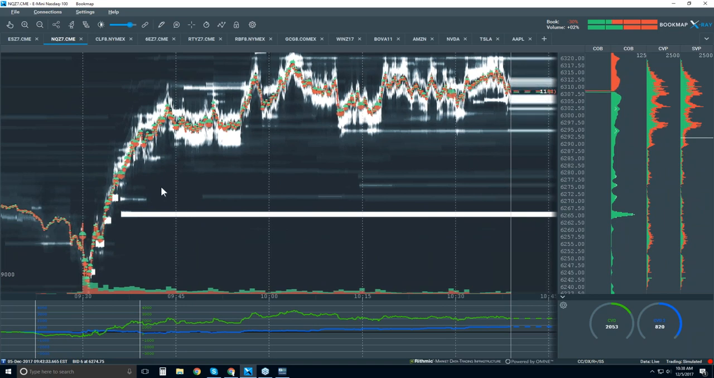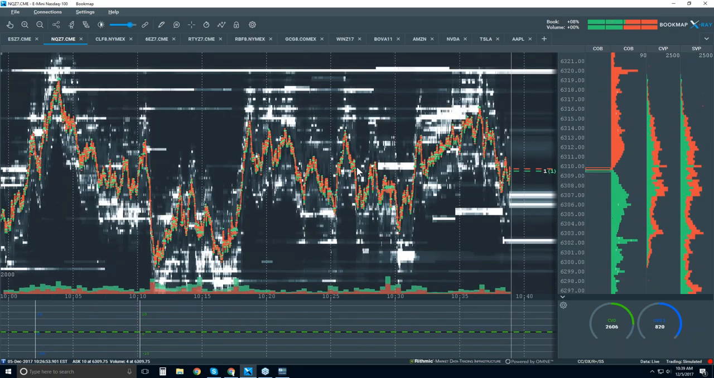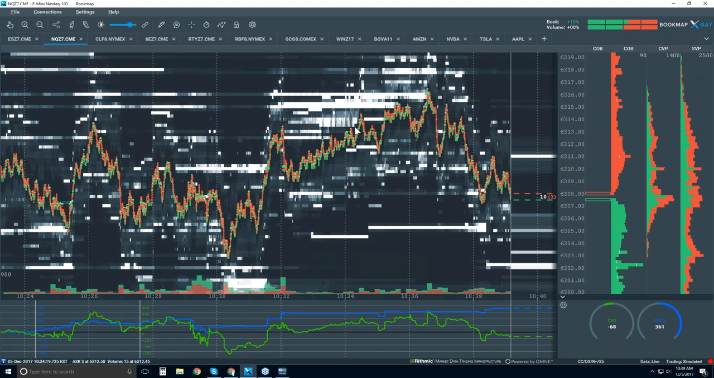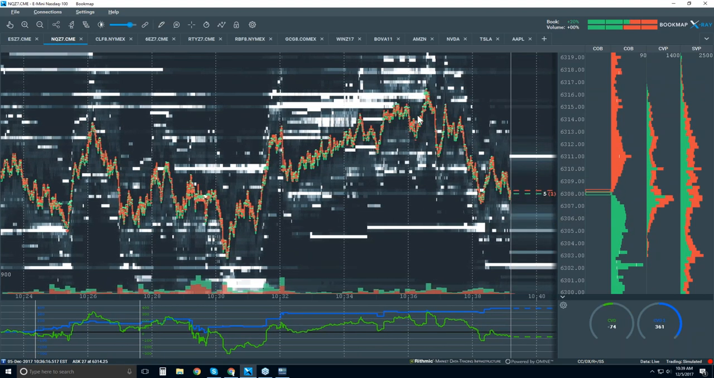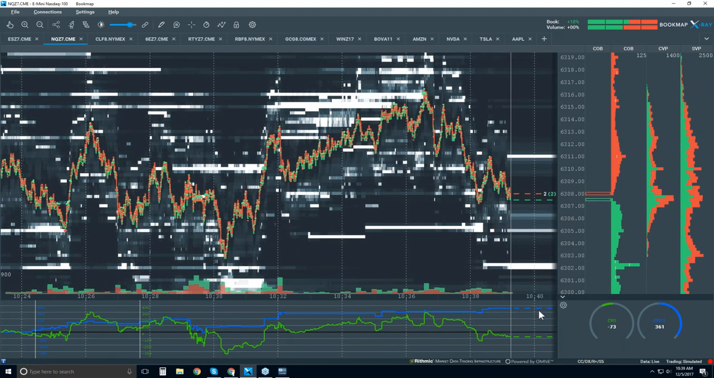Let's cover what we are looking at here in Bookmap. This looks rather complex, and if you've been trading for a while, you've probably never seen data displayed this way. So what is it? What are we showing here? It looks like a lot of high-tech information. It's actually not. It's a very, very simplified view of the market, to be honest.